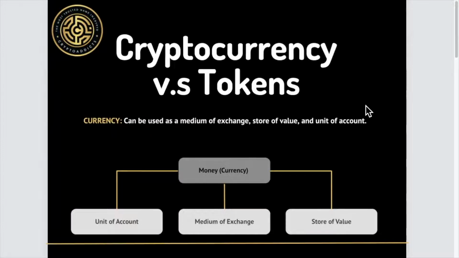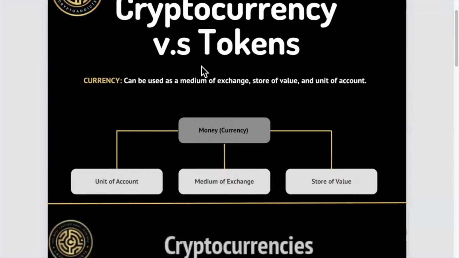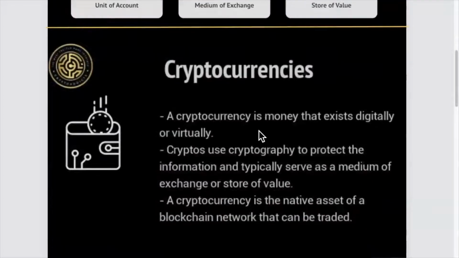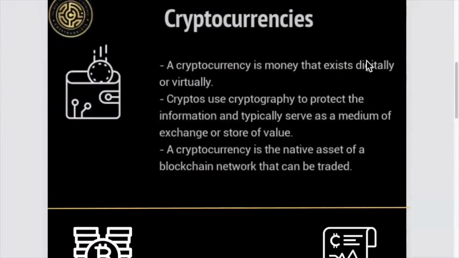So before you can go and build a portfolio and start to invest in the crypto space, it's really important to understand the difference between cryptocurrencies and crypto tokens. We've touched briefly on what currencies are. Currencies can be used as a medium of exchange, store of value, unit of account. We touched briefly on what a cryptocurrency is, which is money that exists digitally and virtually.